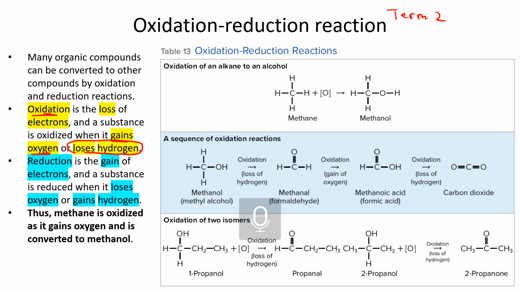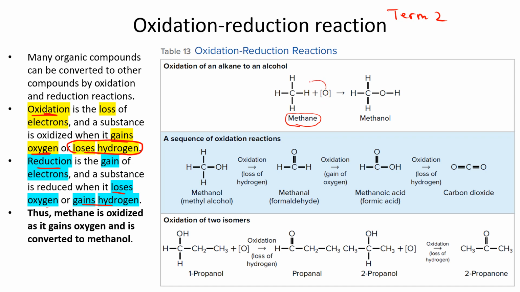So, again, oxidation means losing electrons. In organic chemistry, it's better explained by gaining oxygen or losing hydrogen. Now, reduction means gaining electrons, right? But it also means you lose oxygen or you gain hydrogen. Okay? So if we look here, we look at methane.